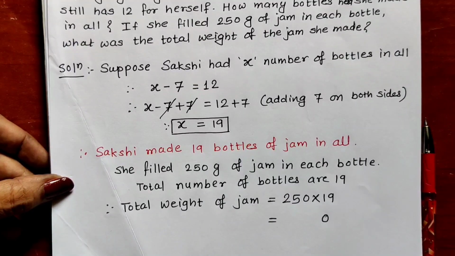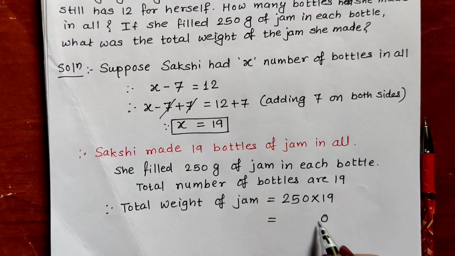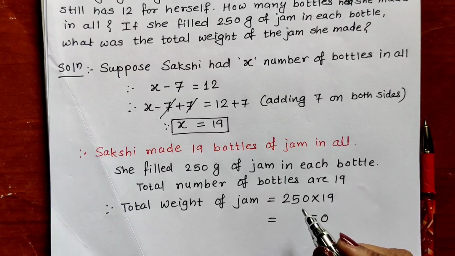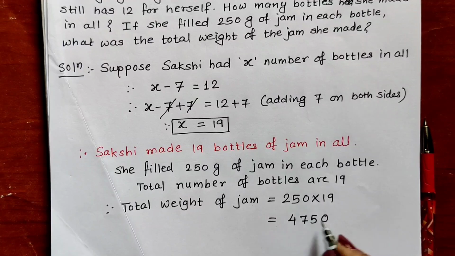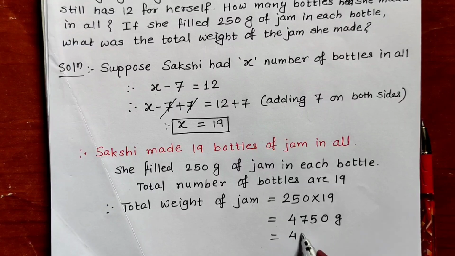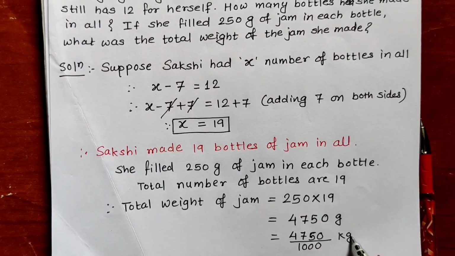Multiply. 19 zeros are 0. 19 5s are 95, 5 written, 9 carrying. 19 2s are 38, 38 plus 9 is 47. 4750 gram. And if you want to convert it into kilogram, what will we have to do? 1 kilogram is equal to 1000 grams. So that's why we have to divide it by 1000 kilogram.